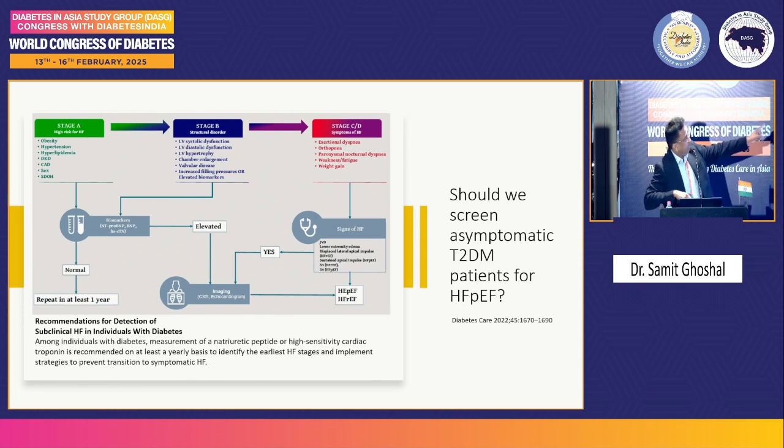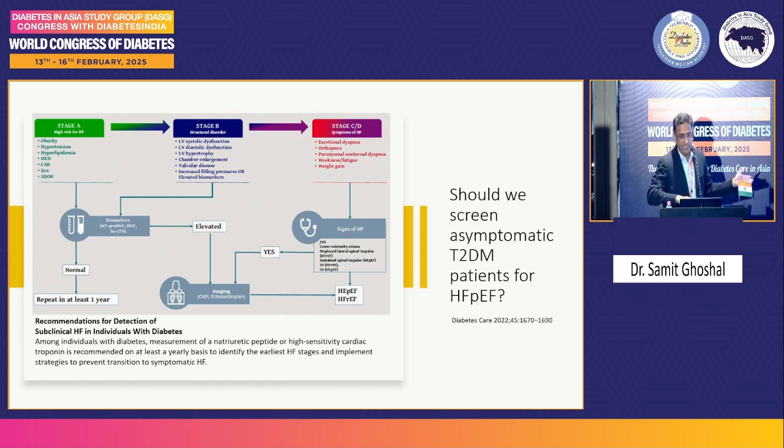It tells us that if I'm waiting for a patient to become symptomatic, we are starting from stage B heart failure, preventing them from going to stage C. ADA says all your type 2 diabetic patients must be screened with NT-proBNP annually. I did not know that. I don't do it. While preparing this slide, I just came to know.